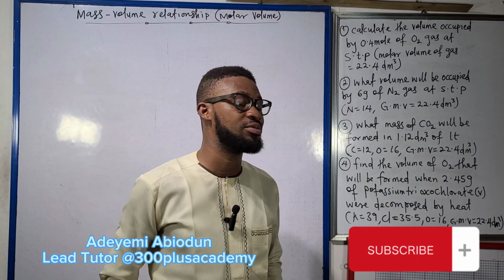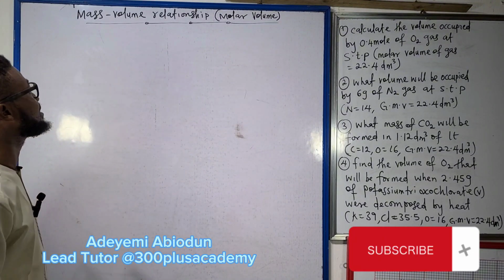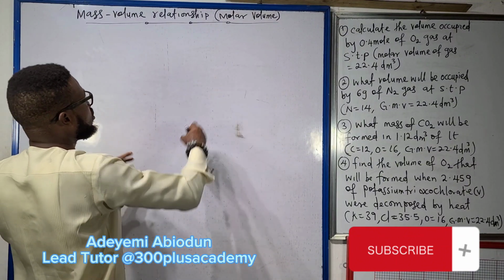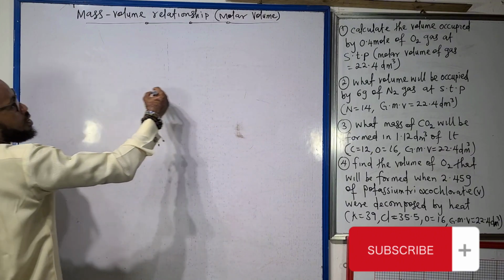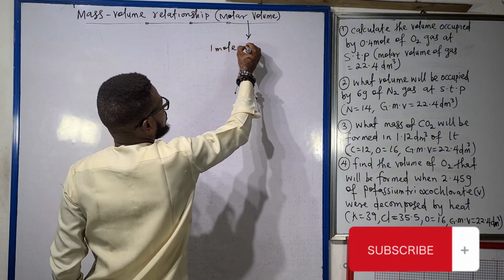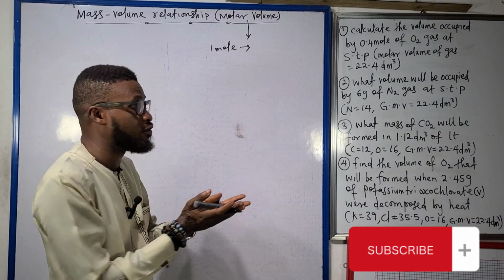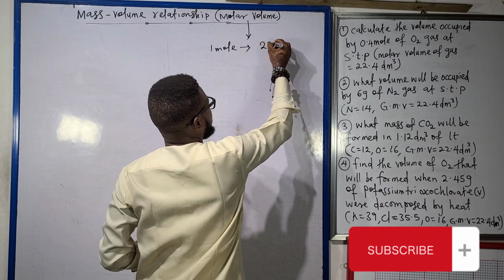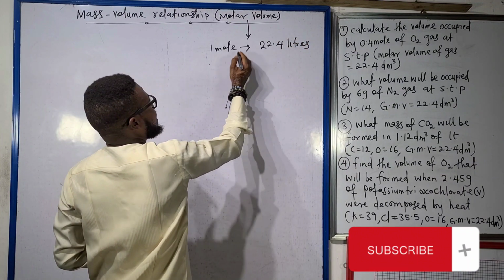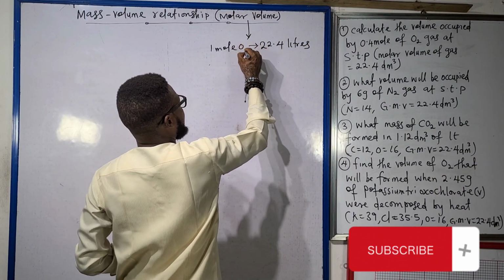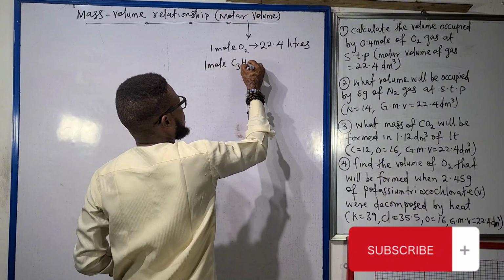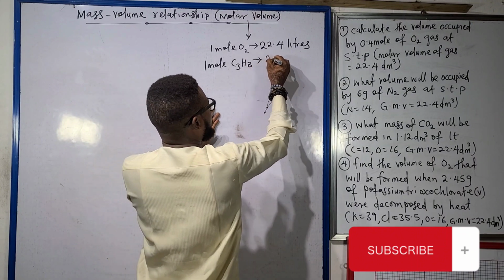Still on chemistry, what we'll be looking at is what we call mass volume relationship, talking about molar volume. When we talk about the molar volume of a gas, if I have 1 mole of oxygen, you need to know that the space that 1 mole of oxygen is going to occupy is 22.4 dm cube, or you say 22.4 liters. Similarly, if I have 1 mole of propane gas, C3H8, this is going to occupy 22.4 liters.